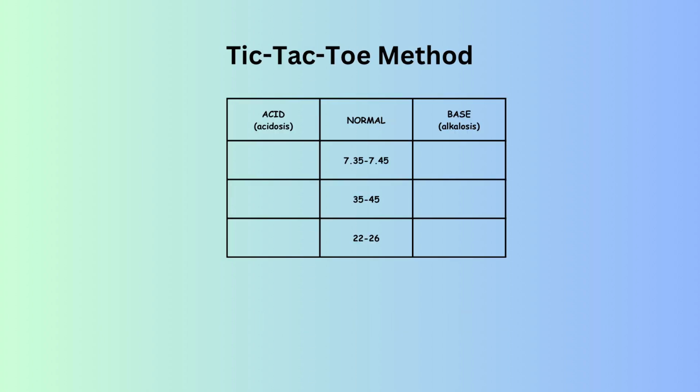Looking at the tic-tac-toe method. For the tic-tac-toe method, you want to know if it is acidosis or alkalosis. You will look at the pH. To know if it is a respiratory or metabolic problem, you will look at the CO2 or HCO3 level. And then the third step is to identify if it is compensated or uncompensated.